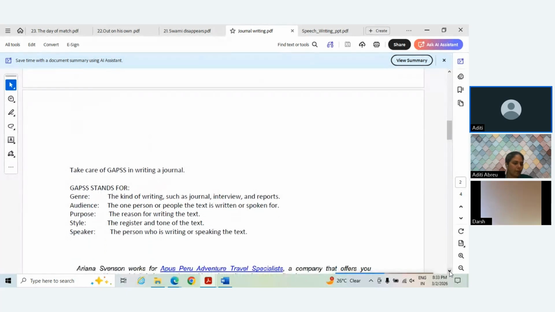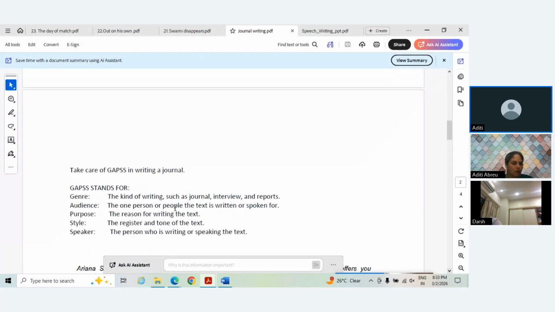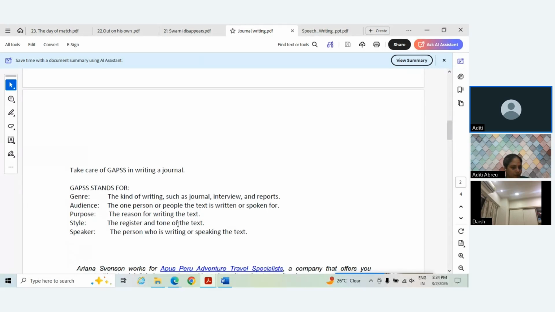Which you generally have to remember in most of your creative writing: you have to understand what genre it is. Here it is going to be a journal, so you have to follow those rules like first person, personal, emotive. Then you have to know the audience: for whom are you writing? Then purpose: what is the reason for writing this text? The style: what is the tone of your writing? And the speaker.